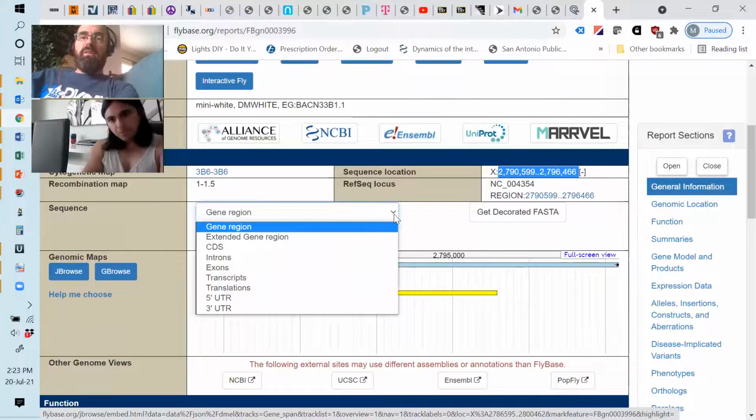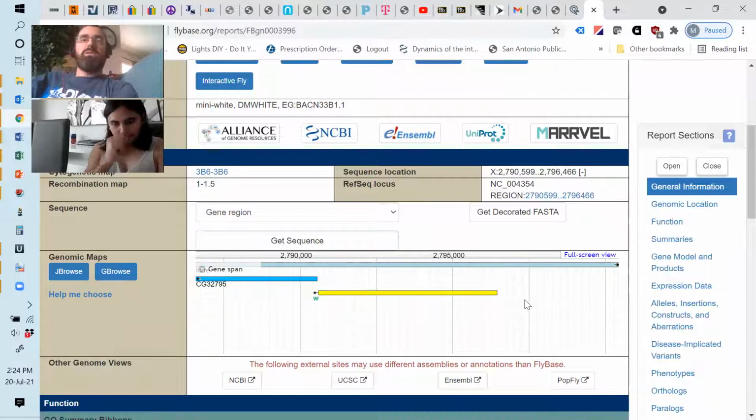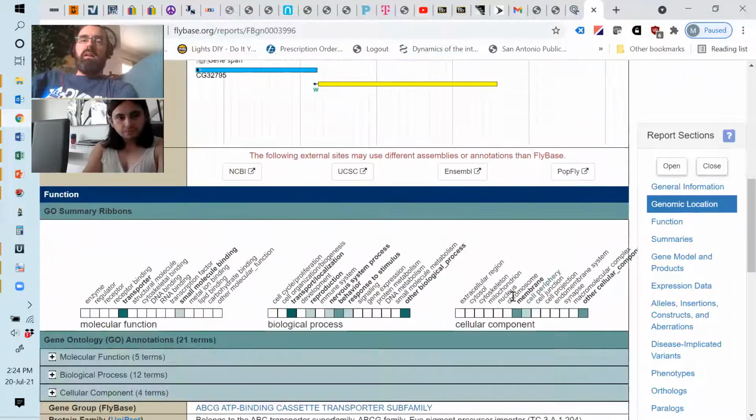So we've got all the other bells and whistles. We can get individual bits and pieces of it. We can get the whole sequence. This is what it looks like, right? So this is the chromosome. It's showing you that it's going in that direction, right? So again, this is going back to what we talked about a while ago.